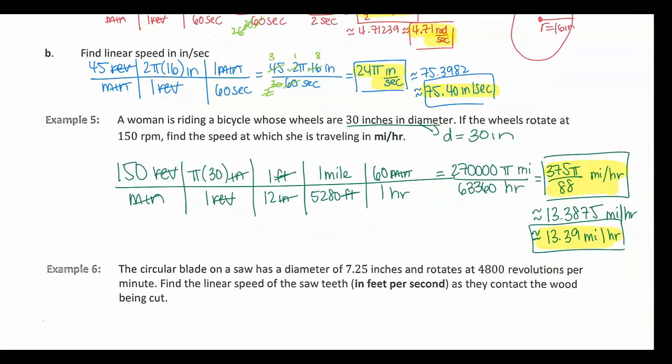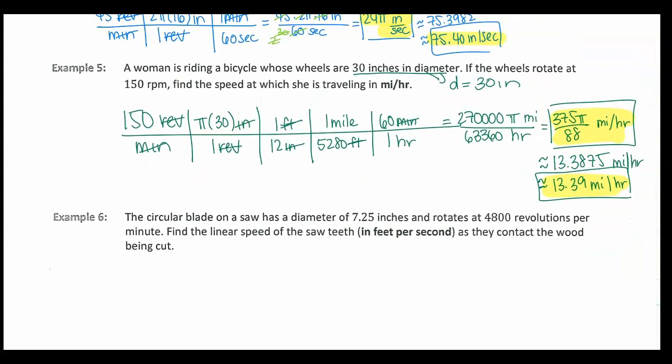Okay, let's go ahead and look at example 6. And then after example 6, I'll give you guys a couple to try. Okay, so the first thing it says is the circular blade of a saw has a diameter of 7.25 inches and rotates 4,800 revolutions per minute. Find the linear speed of the saw in feet per second as they contact the wood being cut.